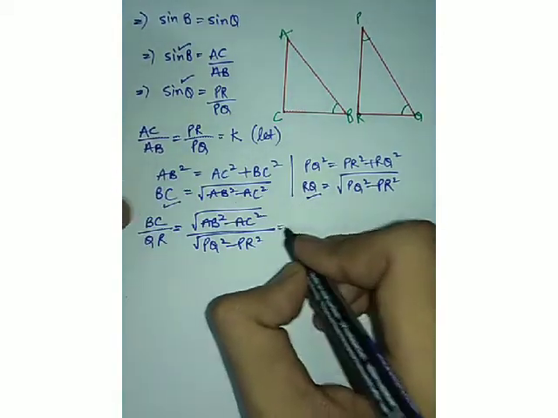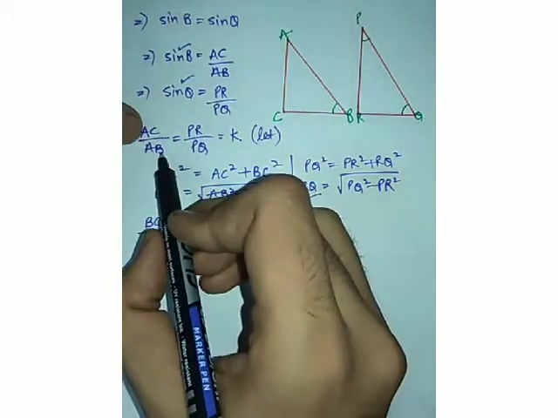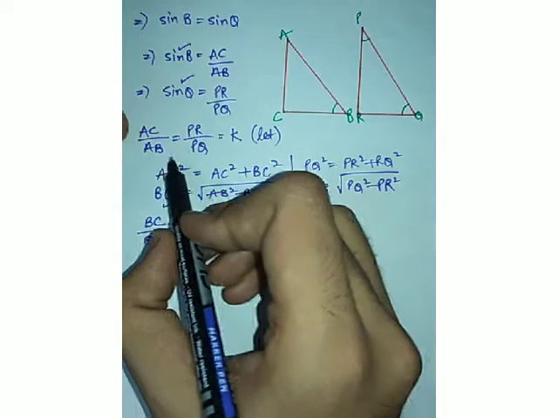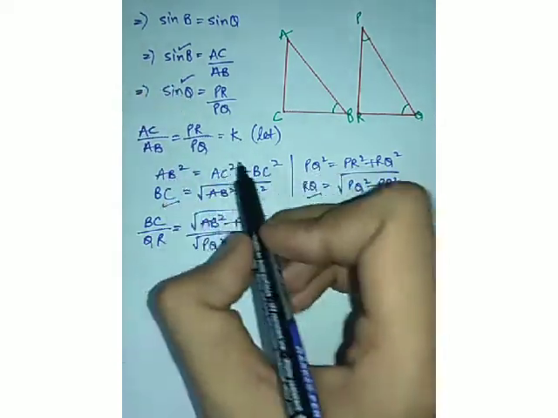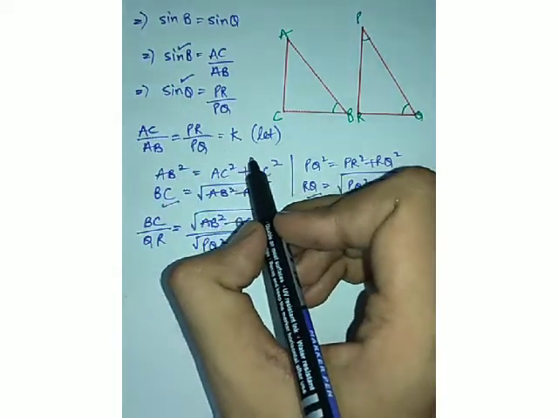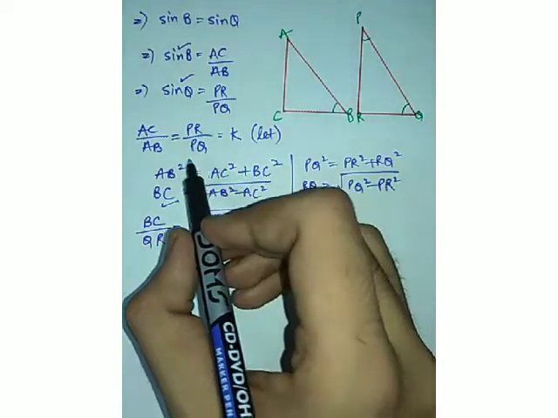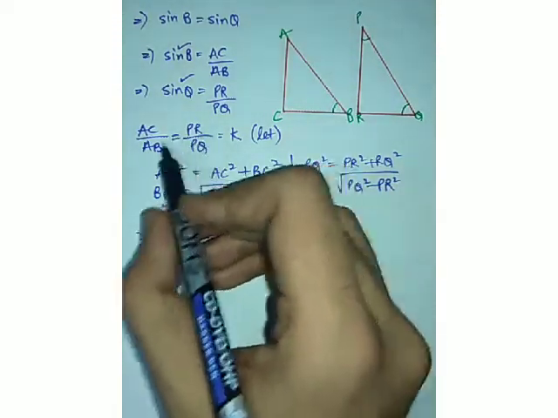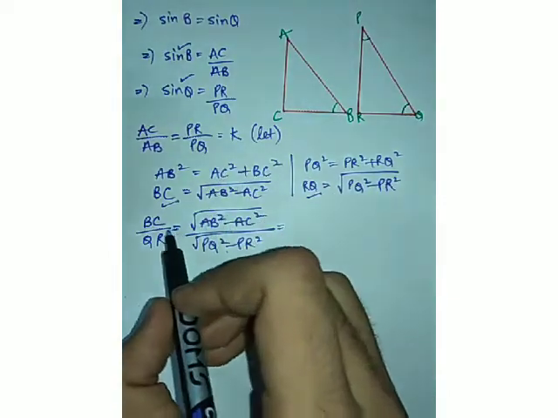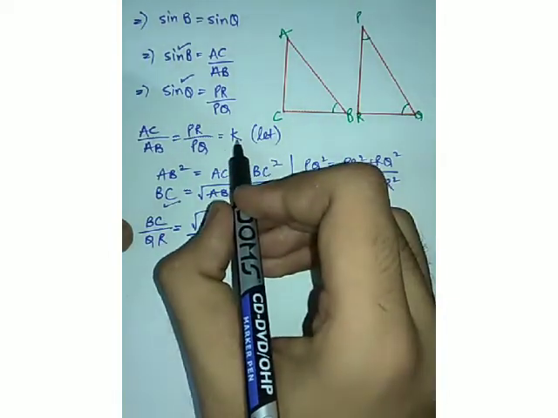Correct? Now what is the value of AB? You can see that AB is equal to K multiplied by PQ. How? Because when you rearrange this, as you know that we have to prove that BC upon QR is equal to K.